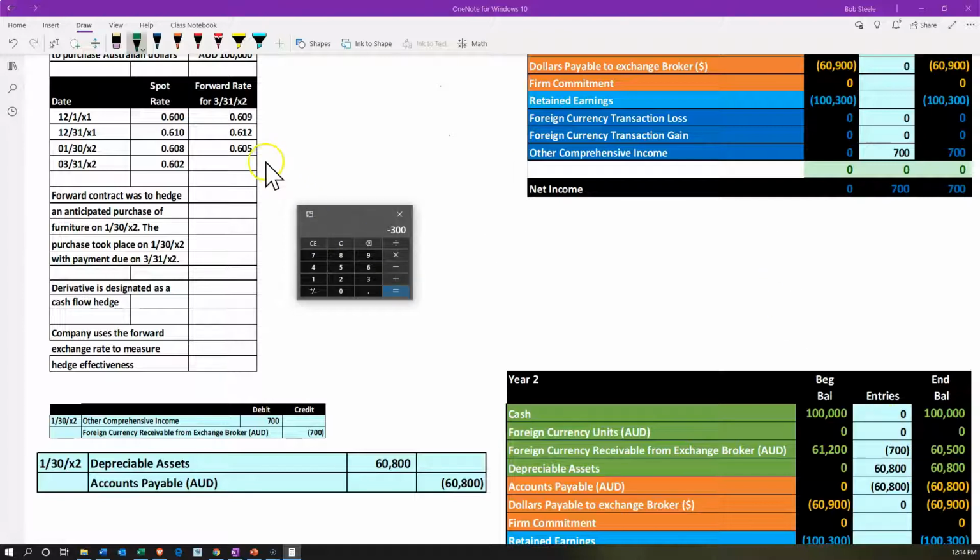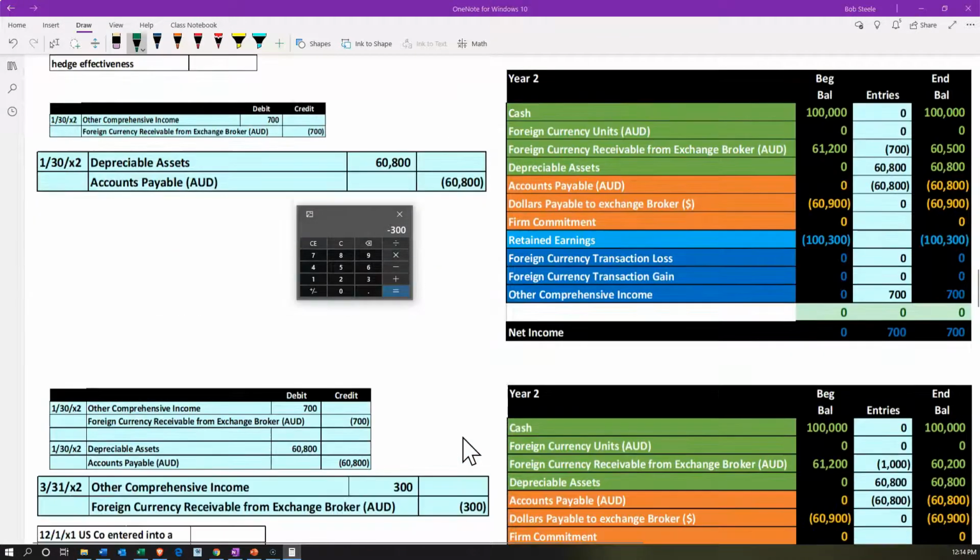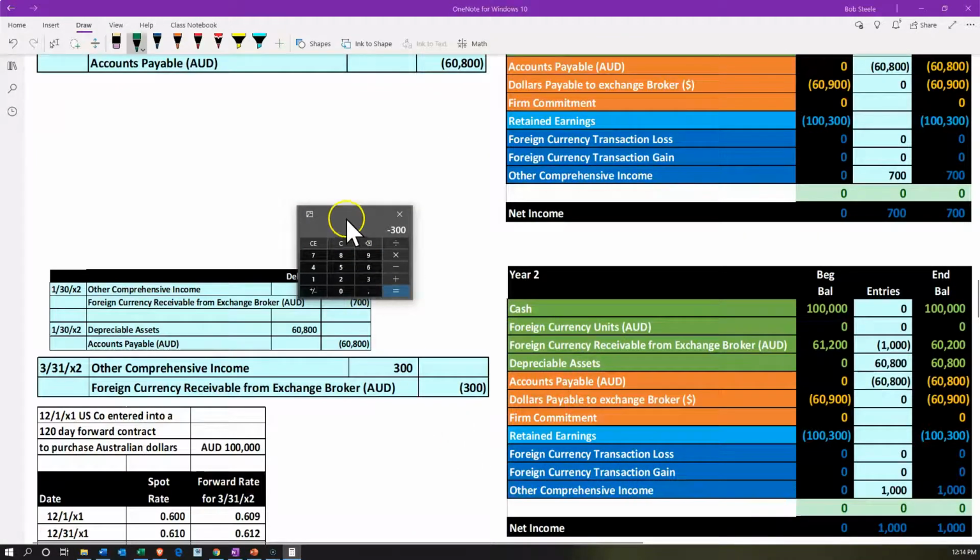Why? Because we had before 1 Australian dollar is 0.605 US dollars. Now 1 Australian dollar is 0.602 US dollars. The Australian dollar got weaker because it's worth fewer US dollars. And this is a receivable, meaning we're going to get paid in Australian dollars, and now they're worth less than they were before. So that's going to be a loss to us.